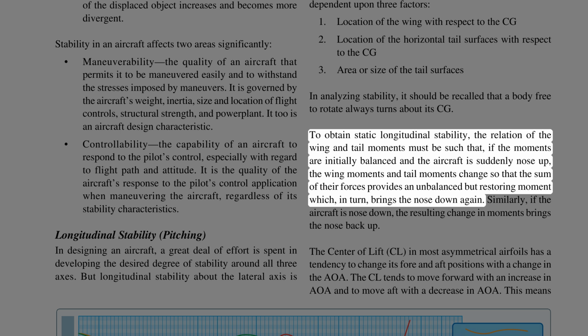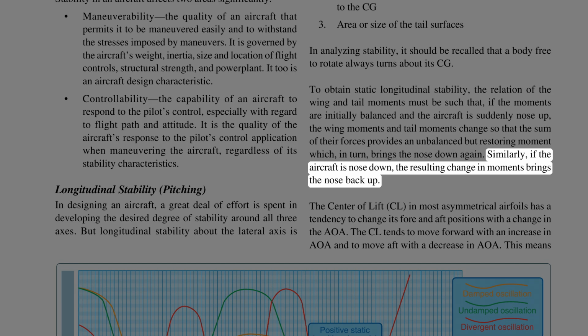To obtain static longitudinal stability, the relation of the wing and tail moments must be such that, if the moments are initially balanced and the aircraft is suddenly nose up, the wing moments and tail moments change so that the sum of their forces provides an unbalanced but restoring moment which, in turn, brings the nose down again. Similarly, if the aircraft is nose down, the resulting change in moments brings the nose back up.